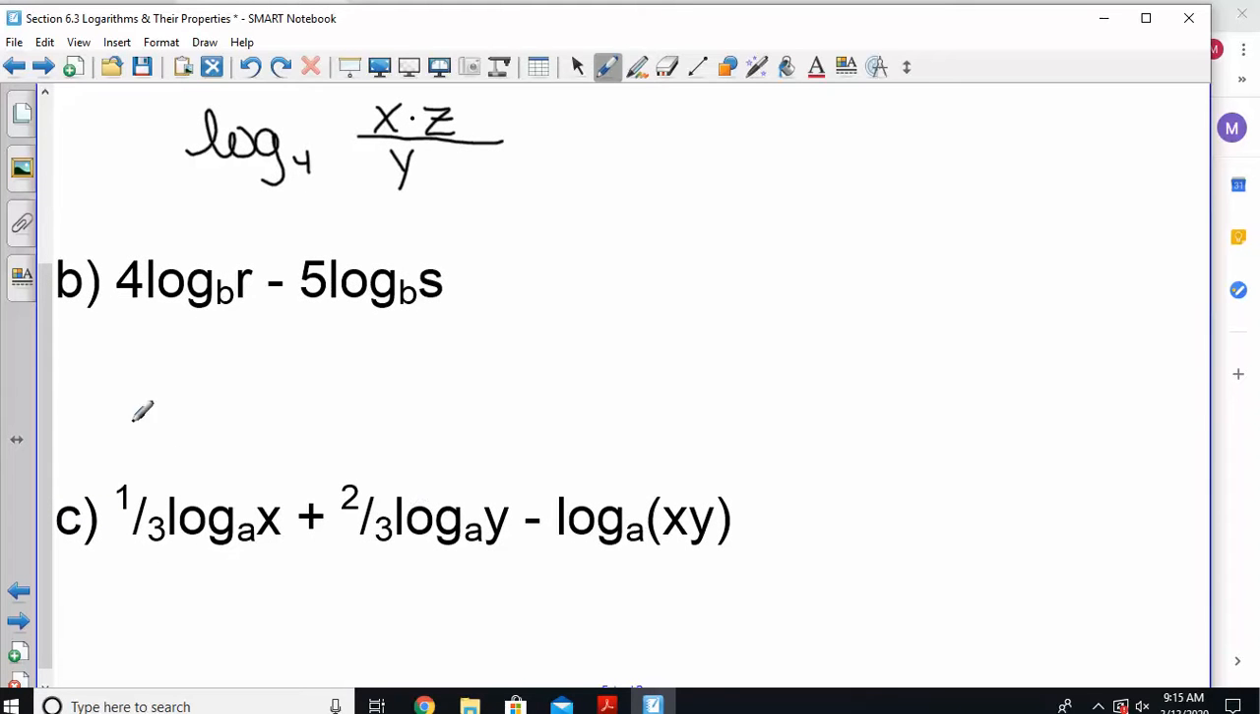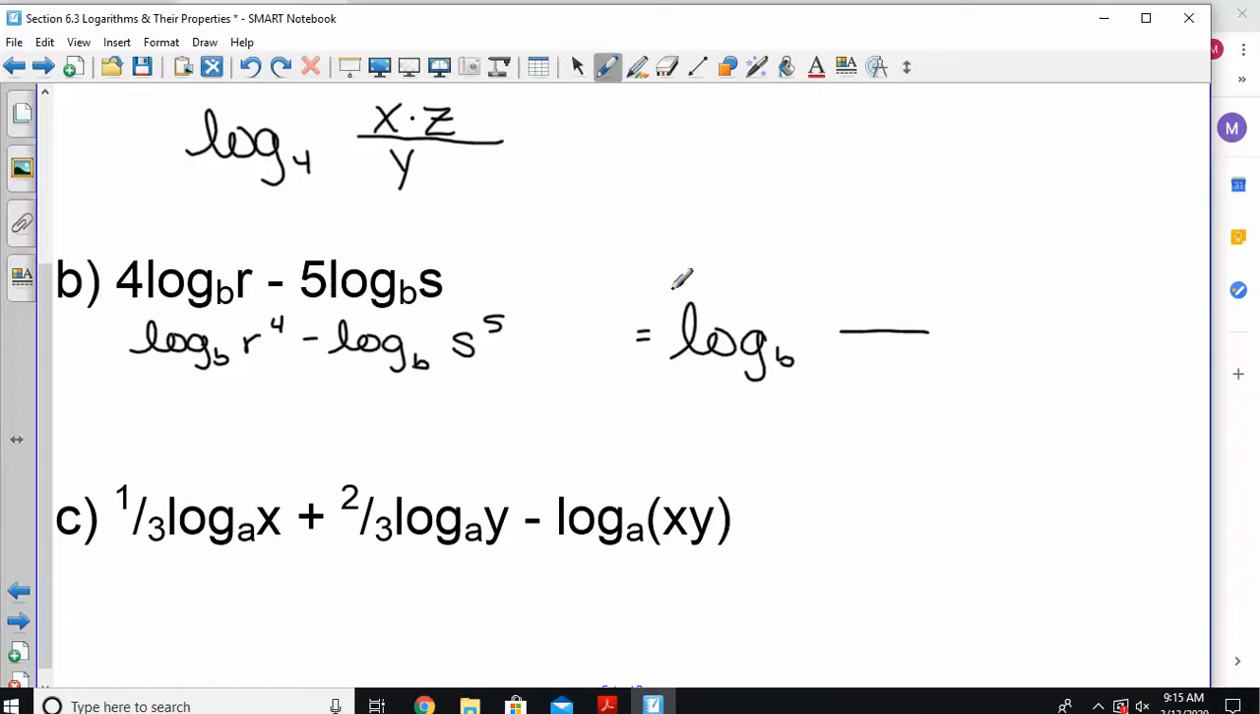So before, how does it happen? To the power? Yes. So this 4 basically tells me we have log base b of r to the 4 minus log base b of s to the 5th. And now, subtracting means divide. The r was positive, so it's on top. S was negative, so it's on the bottom.